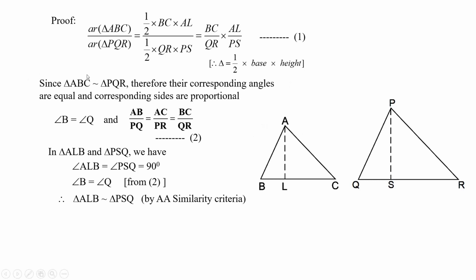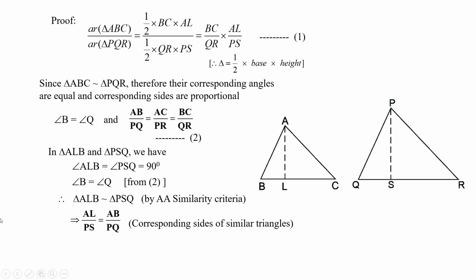Now if these two triangles are similar, we can write AL upon PS is equals to AB upon PQ. Why can we write this? Corresponding sides of similar triangles. Not CPCT, CPCT is for congruent triangles. Corresponding sides of similar triangles are proportional. Or simply you can write corresponding sides of similar triangles.